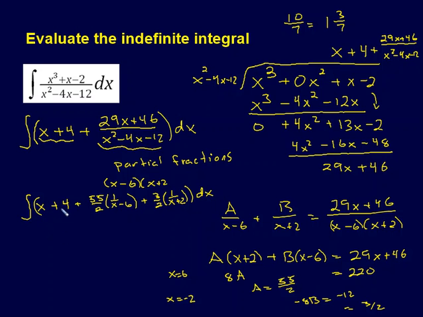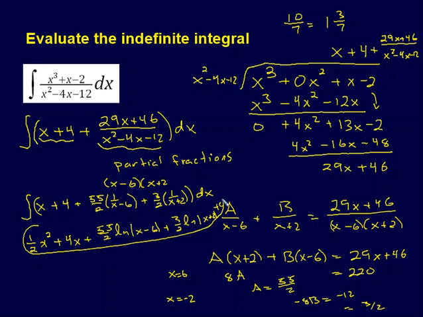Now 2 of them simply use the power rule or the constant rule. So the integral of x is 1/2 x squared. The integral of 4 is 4x. Here we're going to have 2 logarithms. So in each of these, u is going to be x minus 6, and so this is going to be 55/2 times the natural log of x minus 6. And then we're going to have 3/2 times the natural log of x plus 2 plus c. So I kind of ran out of room, but there we go.